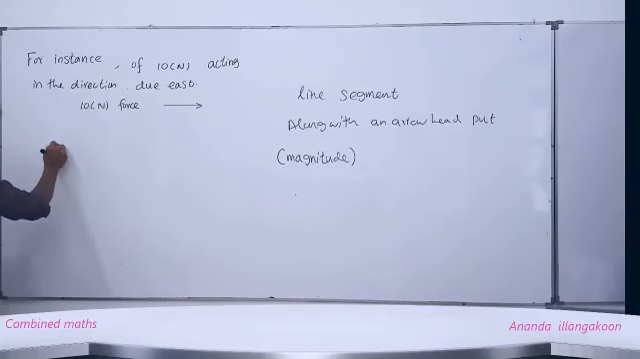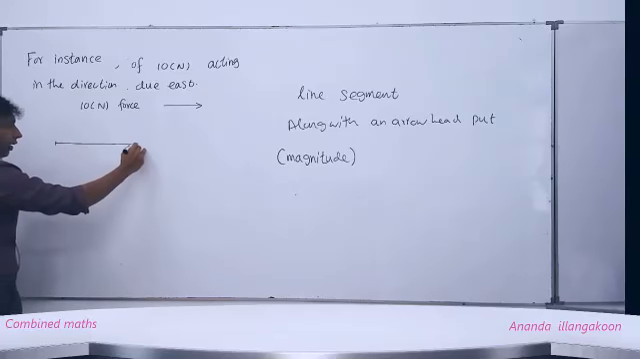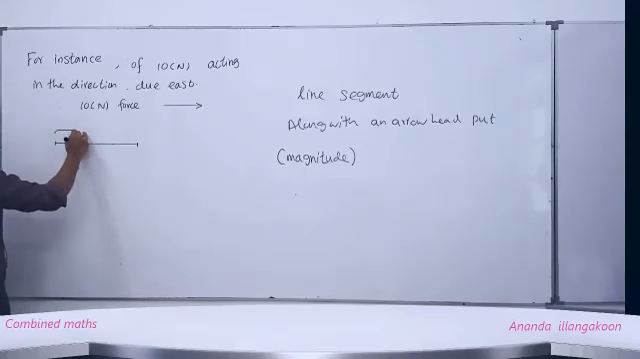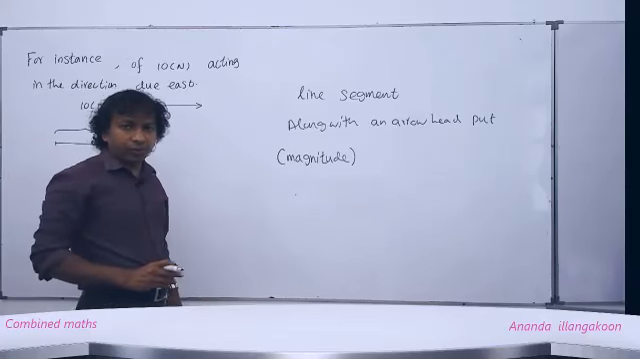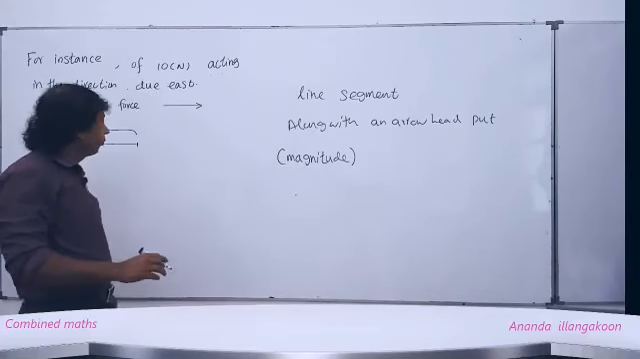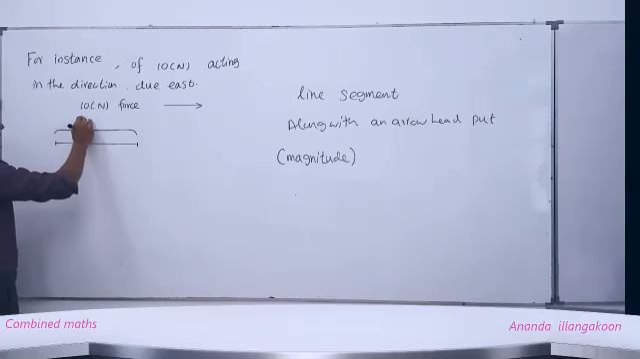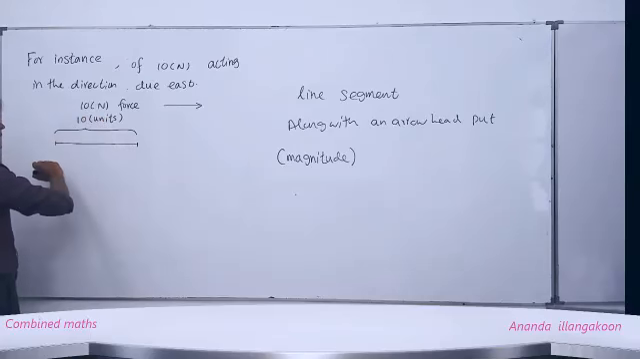And then what we do, people? We draw a line segment like this. What is the length of this line segment? 10 units. We do not worry about the units, whether it is centimeters or millimeters or meters or decimeters. An arrowhead we put like this, and we put here A and B.